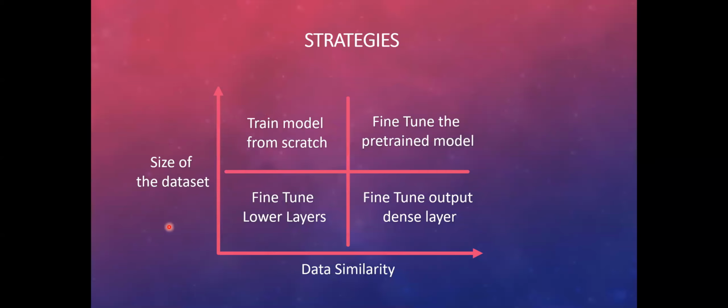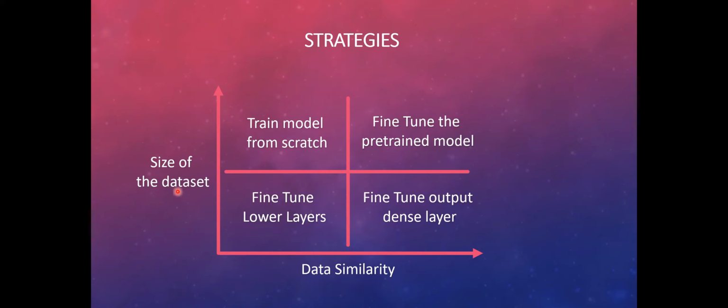But if the size of the data set that we have is small and the data similarity is also small, then this is a very good case of transfer learning. We can just fine tune the lower layers. So in our example, we will be tuning our final layers to detect cats and dogs. And if the size of the data set is very low, but the data similarity is very high, then we can further generalize and increase the accuracy of our model by fine tuning the output dense layer. Okay, this is the lower layers and this is the output dense layer.